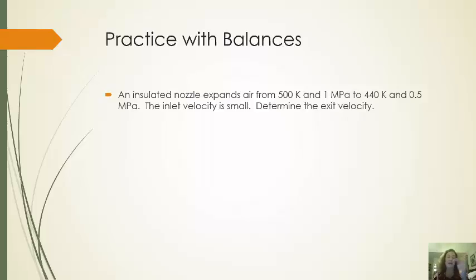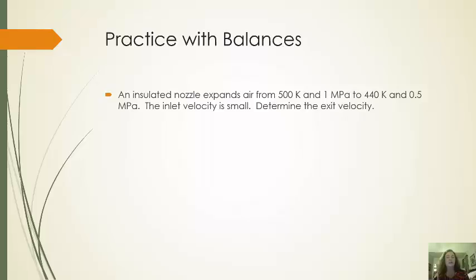Okay, some things that I know just from reading just the first three words. It's going to expand air from 500 Kelvin and 1 megapascal to 440 Kelvin and 0.5 megapascal. So the temperature is going to go down and the pressure is going down in this particular case. They say the inlet velocity is small. Now what they're telling me with that is that the inlet velocity is so small that I can ignore it. So I'm going to call the inlet velocity 0. I know it isn't. The stuff was moving. Okay, but I'll call it 0 because it's not really going to affect the problem very much. And then determine the exit velocity.